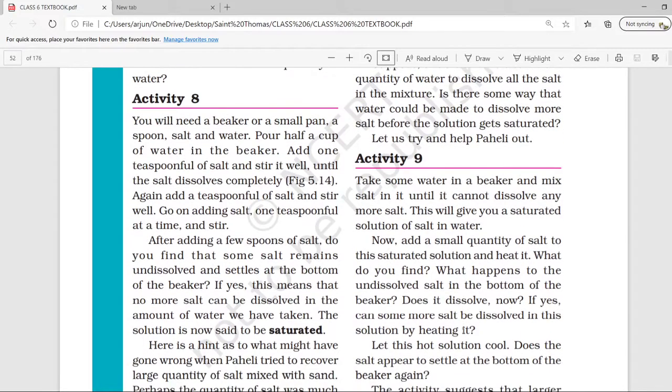So if you go on adding salt, at one point you will see that the salt you are adding is not dissolved in the water. Instead, it settles down at the bottom. When this phenomenon occurs, you can say that the saturation level of water is reached, or the water is saturated.